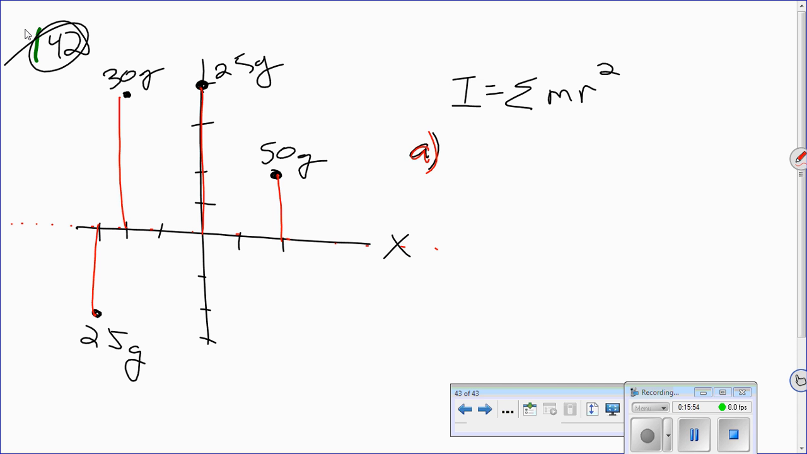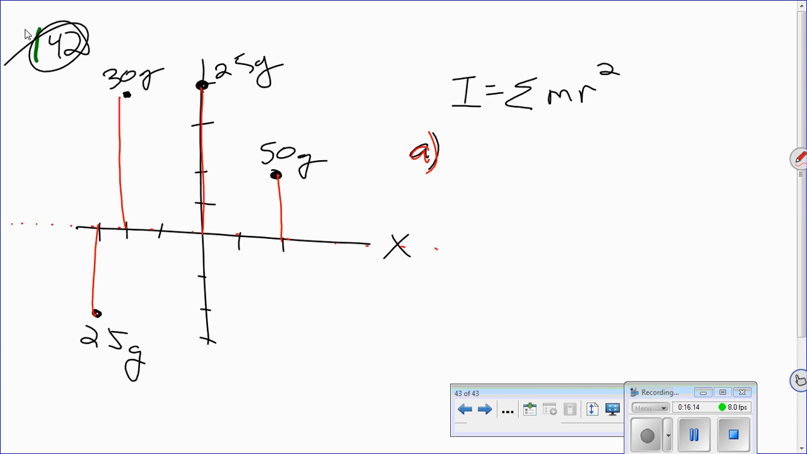Wait, so how do we know it's moving this way? Because of the way the question's worded. Question A says, find the rotational inertia of the collection about the x-axis. Cool? Follow? Does anybody want me to write out more for A? I'm happy to if you need me to.